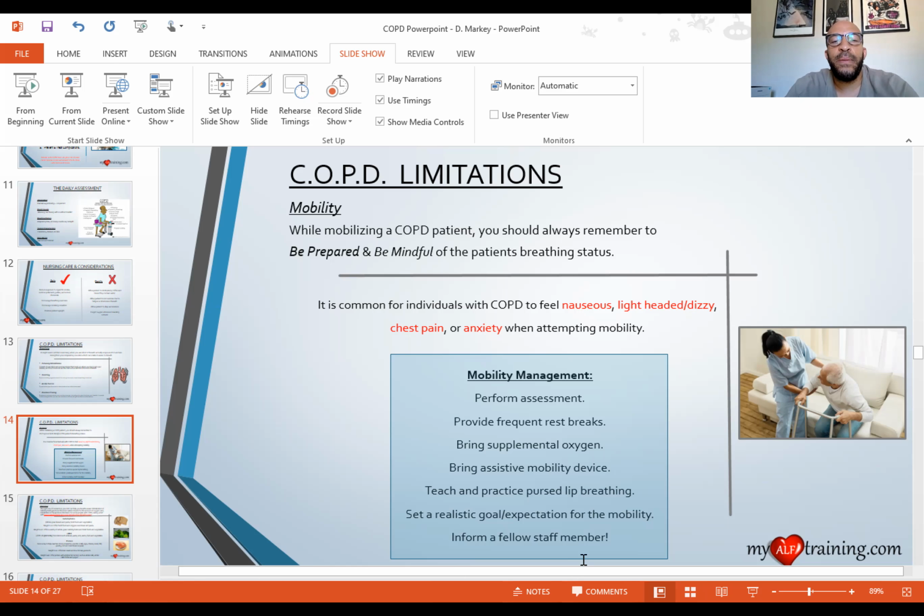Next, bring supplemental oxygen. Remember that was under our COPD management do's and don'ts slide. You always want to have oxygen for your patient in case they become extremely short of breath or have some type of COPD exacerbation.